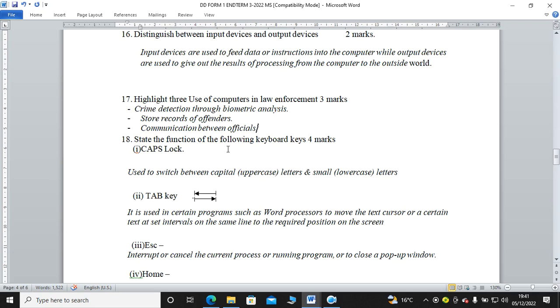Question number 17. Highlight 3 uses of computers in law enforcement. How can you use computers in police stations and court of law? Or why do you think computers are needed there?